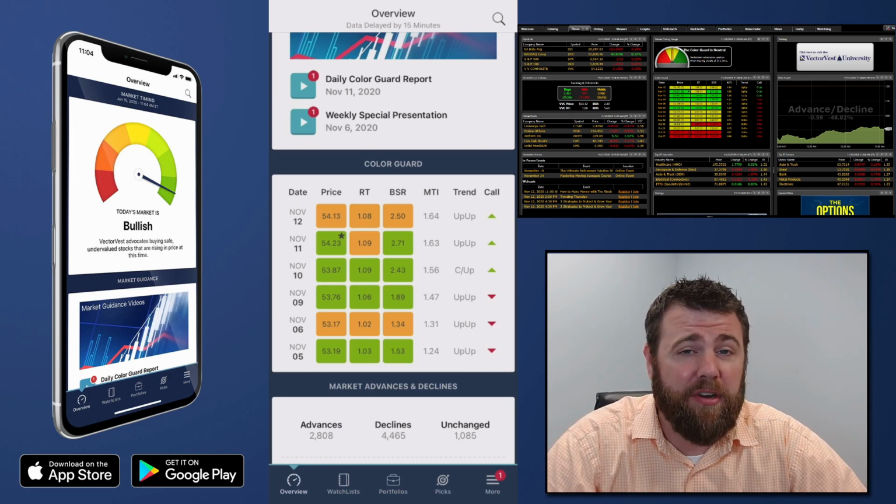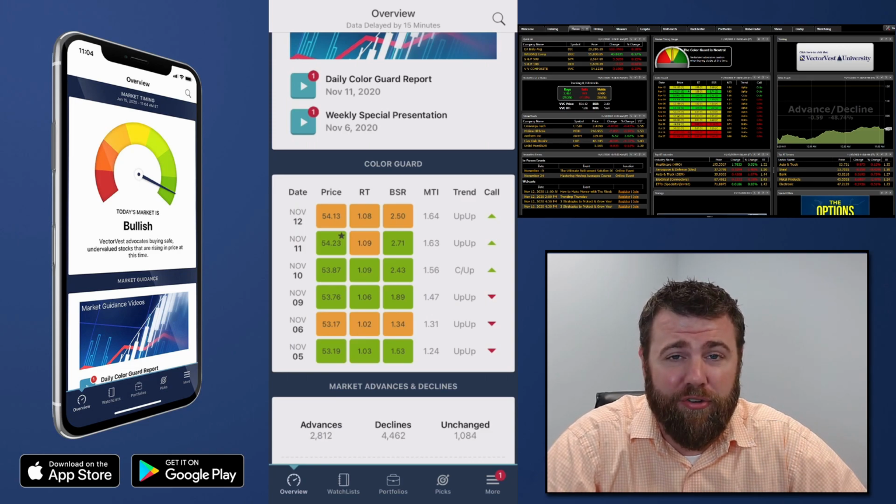MTI is getting to those lofty levels in the US of 1.6 or greater, telling us that the market may be overextended, may be getting ready to pull back. So just be careful when you see this.